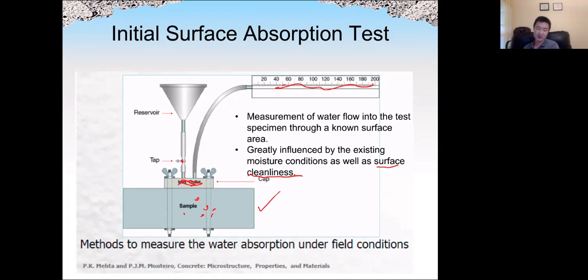There are some other tests such as the RCPT test, which is the rapid chloride penetration test. This is one of the ASTM standard tests for the permeability of concrete. But there are some other tests which we can use to measure the water absorption and also the permeability of concrete. But today we just talk about this.